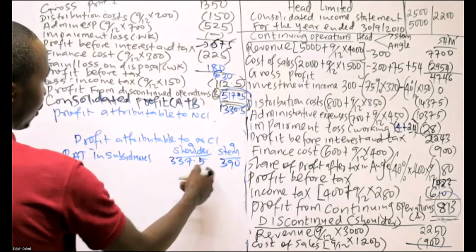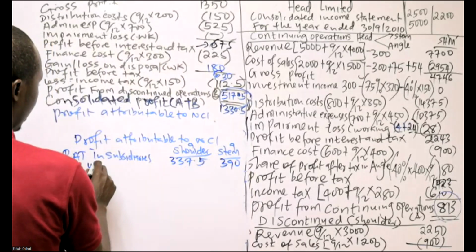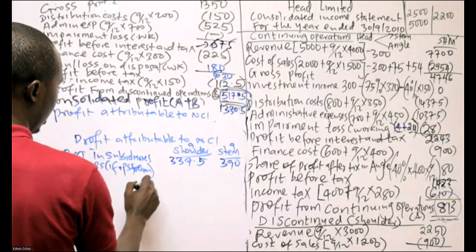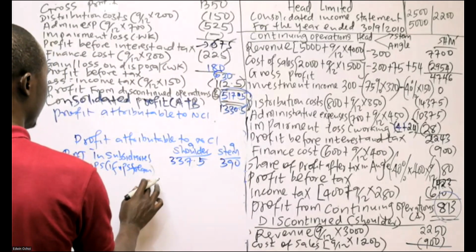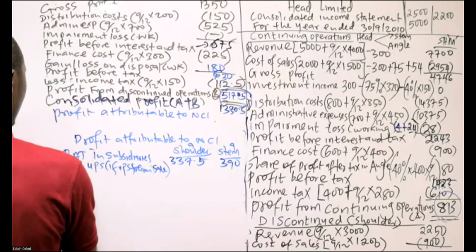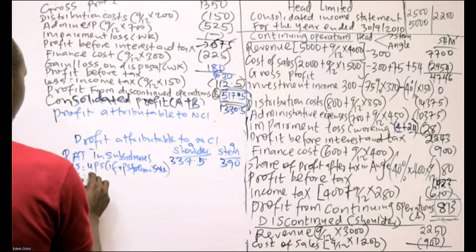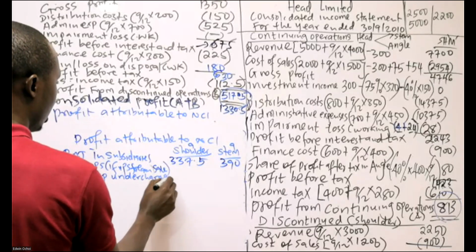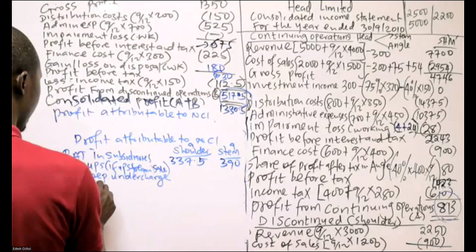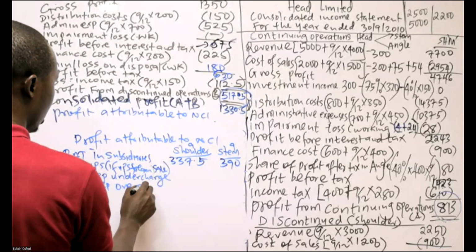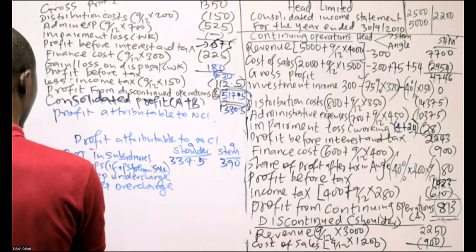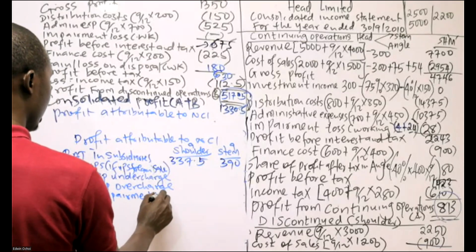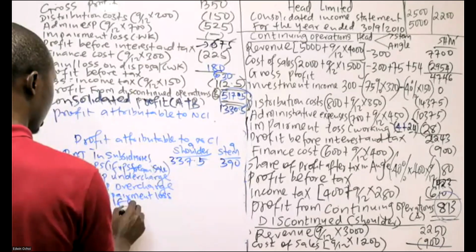So we adjust this profit by raising URP if upstream sale. We raise what next? Depreciation undercharge. We add overcharge, that is depreciation overcharge. We less impairment. Impairment will only be deducted here if we use the full method in goodwill.